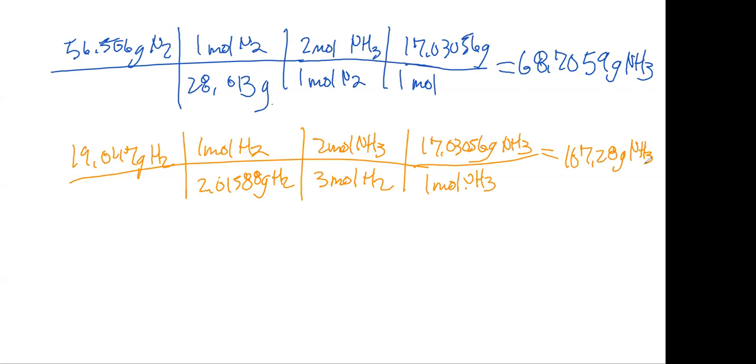The 17 is just our molar mass of our NH3. So that's 1 nitrogen and 3 hydrogens added together. So this is the molar mass of our H2. This is our molar mass of our NH3. So whenever you're going from grams to moles or moles to grams, you're always using your molar mass, and you're going to get that from your periodic table.